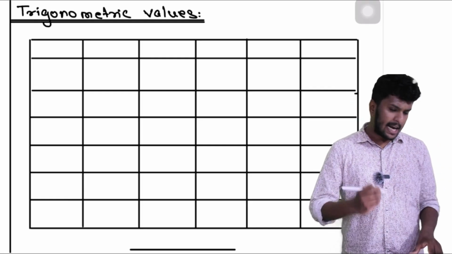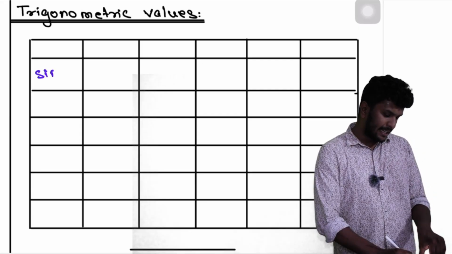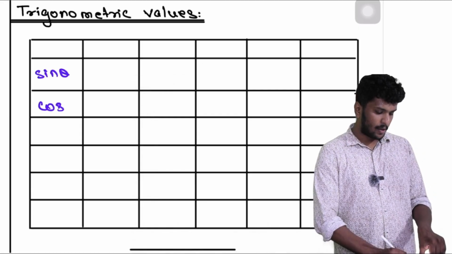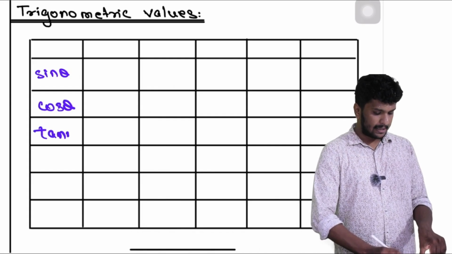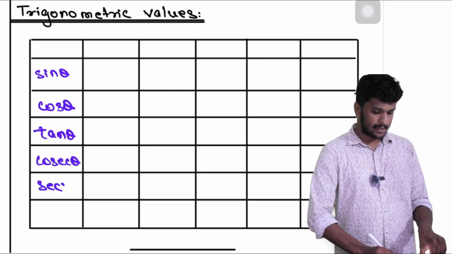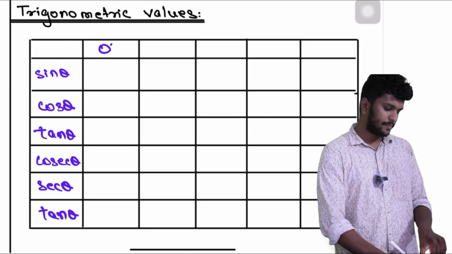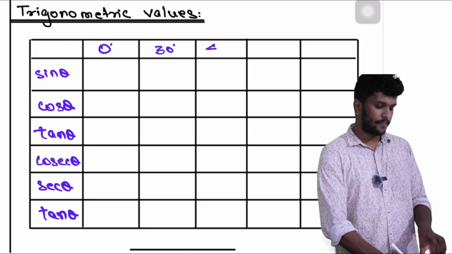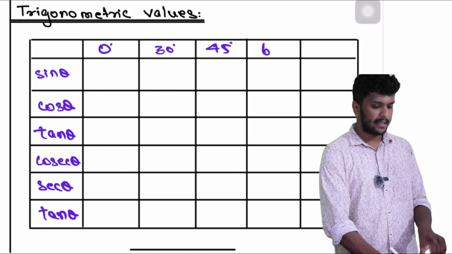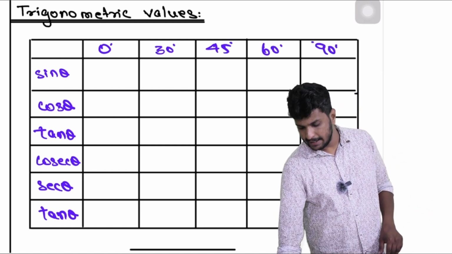Okay, so I'll write the trigonometric functions on the left: sine theta, cos theta, tan theta, cosec theta, sec theta, and cot theta. Then the angles: 0 degree, 30 degree, 45 degree, 60 degree, and 90 degree.